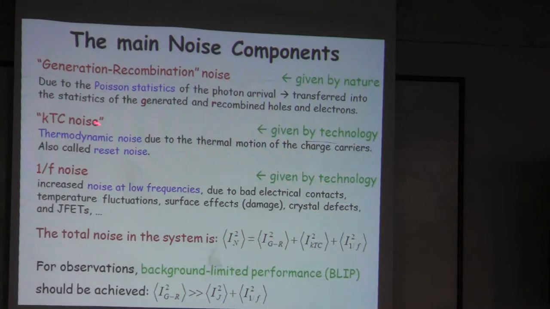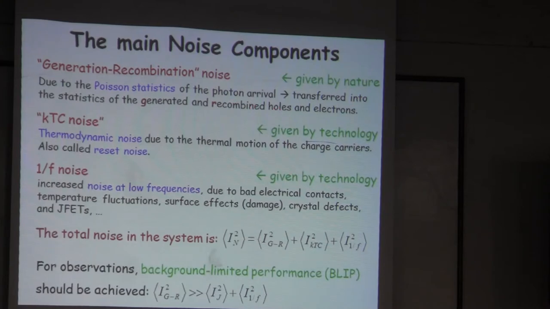There is another component which is called the Johnson or KTC noise, and that's a detector property that has to do with the way that pixels are designed. You don't have to understand the details here. But this is given by the technology of the detector, and there is also another component called the 1/f noise, which has many, many different origins. It's actually not easy to quantify. All kinds of bad things. Non-perfect electrical contact, temperature fluctuations, you have maybe damages in the surface layers, defects in the crystal, your output amplifiers or transistors do something weird. And all that together, you can combine under the name 1/f noise, because it has essentially a characteristic that the strength of this noise decreases with frequency. Okay. Now, we have one noise component here, which is given by nature.